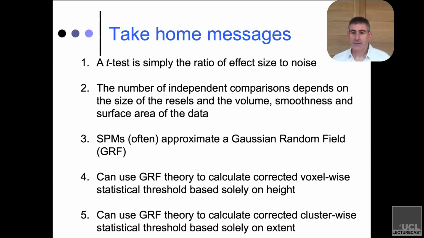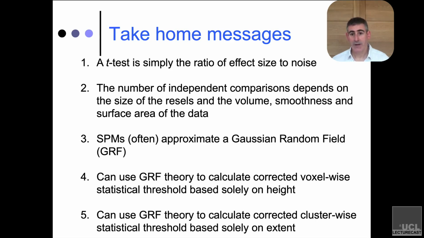But this week's take-home messages really concern the fact that the t-test, which is the key statistical inference tool that we're going to be using, is really based on this threshold of effect size to noise. It's just a simple ratio. And that would be if we only had a single t-test, we could just use a standard 0.05 threshold. But we never are in that situation with fMRI. We always are dealing with multiple comparisons.